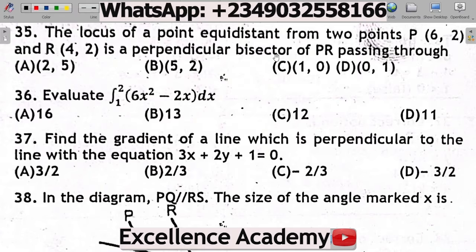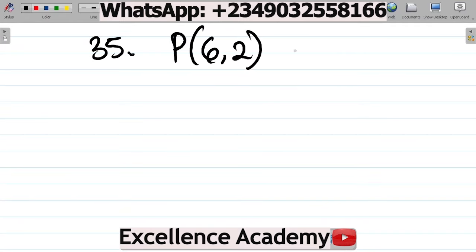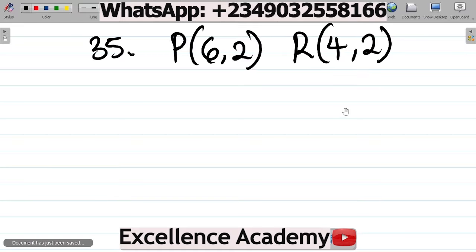Now they said a perpendicular bisector. Let's take the coordinates for P and R. For P, we're given the coordinates as 6 and 2, and for R, we're given coordinates as 4 and 2. Since both of them have the same y coordinate, 2 and 2, that means PR is actually a horizontal line. And if it's a horizontal line, let's get the midpoint.